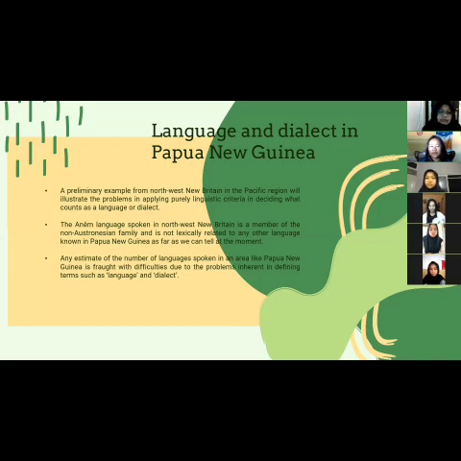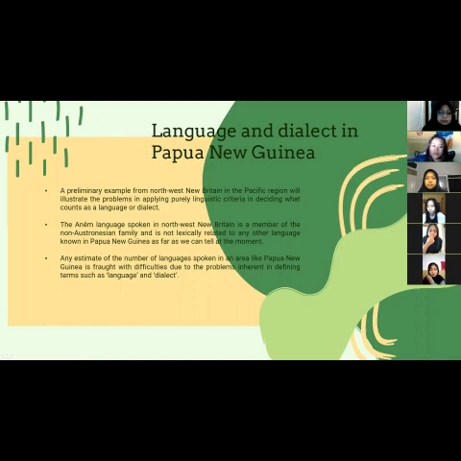The Anem language, spoken in northwest New Britain, is a member of a non-Austronesian family and is not closely related to any other language known in Papua New Guinea as far as we can tell at the moment. In fact, the Anem-speaking people claim theirs is the original language of the area. This is probably correct because it is also likely that Anem is the sole survivor of a group of non-Austronesian languages which were once spread over a wider area of New Britain.